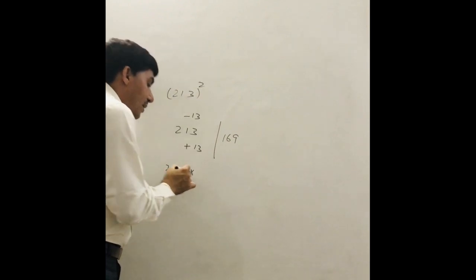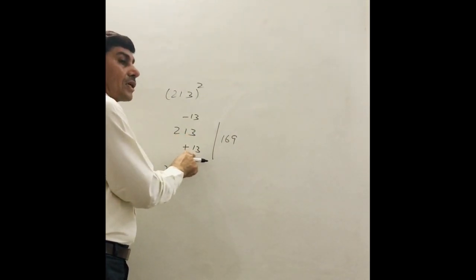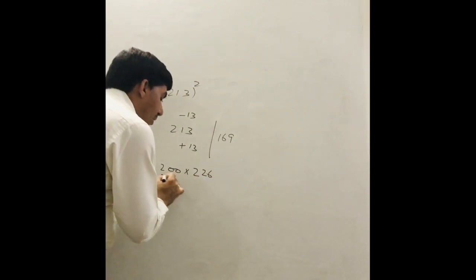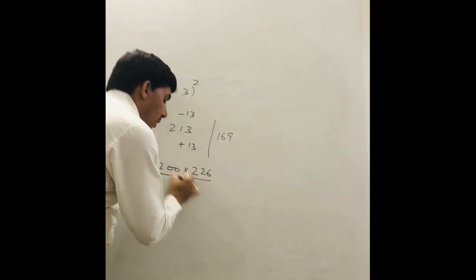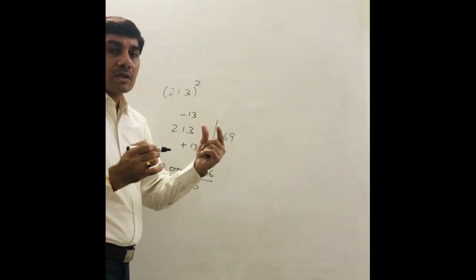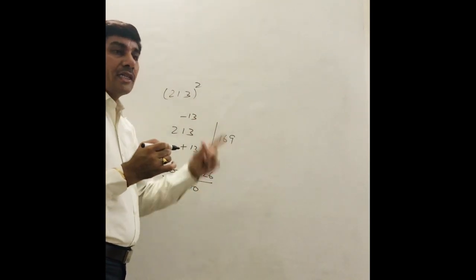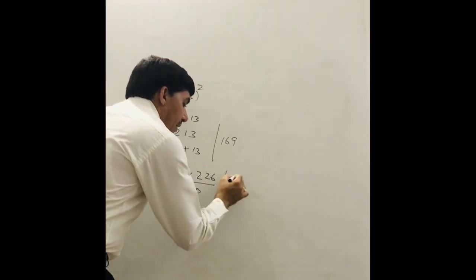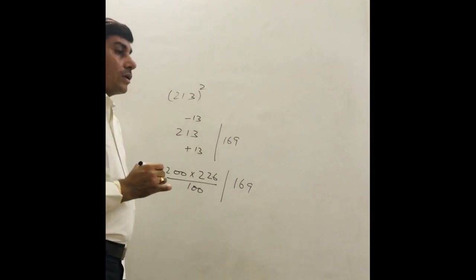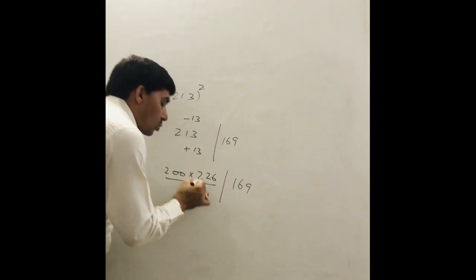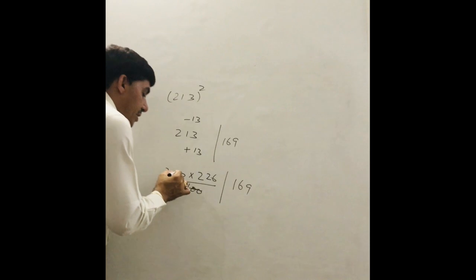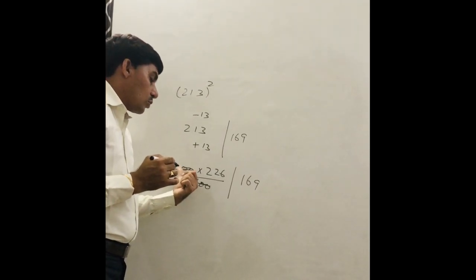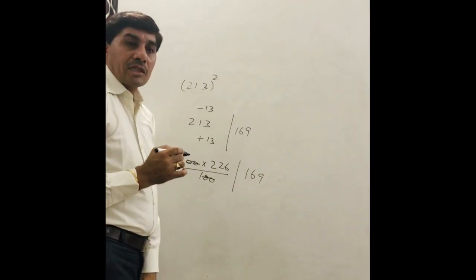And multiply by 213 plus 13 is 226 divided by 100. In three digit numbers we divide by 100, and in two digit numbers we divide by 10 and write 169. Here we see the two zeros are cancelled with these two zeros. And now multiply 2 by 226.